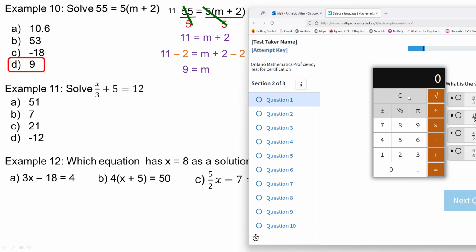If I check negative 18, for example, if I put negative 18 here, so 18 and we make it negative, and you add 2 to it, so plus 2 equals. Now make sure you hit equals before you multiply by the 5. Times the 5, see it doesn't give me 55, it gives me negative 80. And if I wanted to check the 10.6, I'm putting 10.6 here, so 10.6 plus the 2 equals, times the 5, equals 63, not 55.